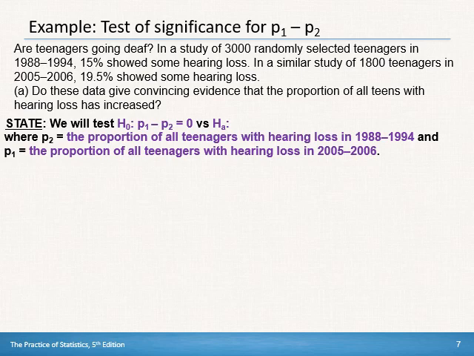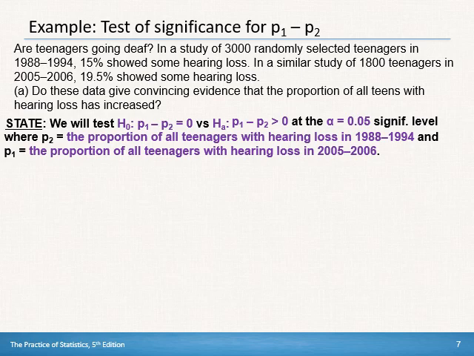So think about what you want your alternative to be. What does it mean for there to be an increase? Remember, the suspicion is that hearing loss has increased among teenagers in the later years. So nowadays, teenagers have more hearing loss. So what would you think that alternative hypothesis should be? All right, so it really should be P1 minus P2 is greater than 0. If P1 is greater, because it's the later time frame, then that means that hearing loss has increased.